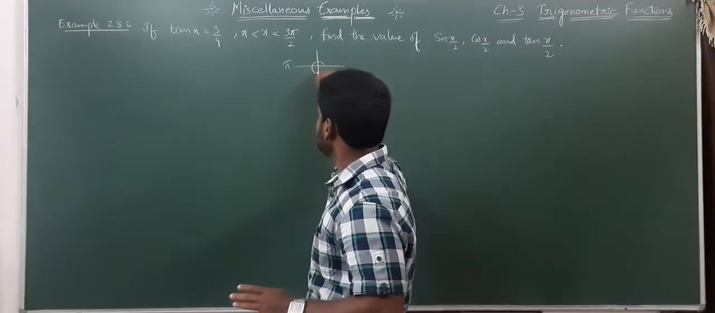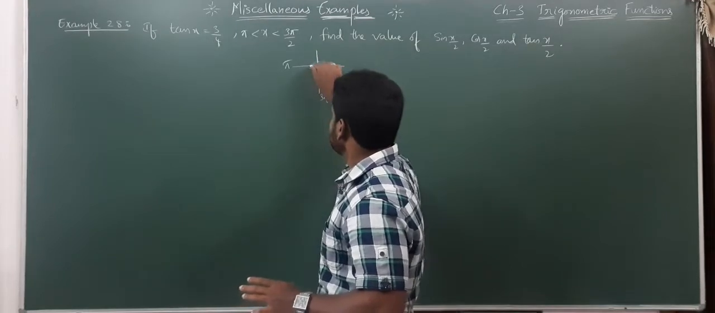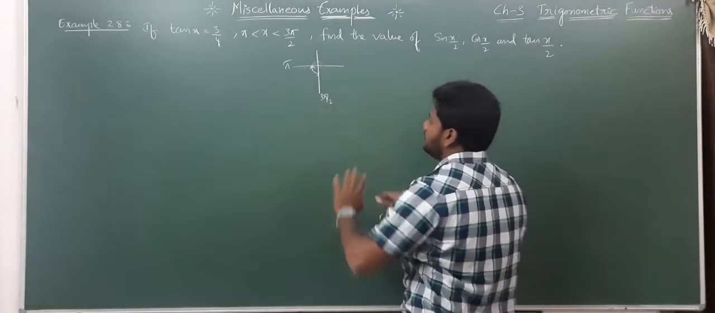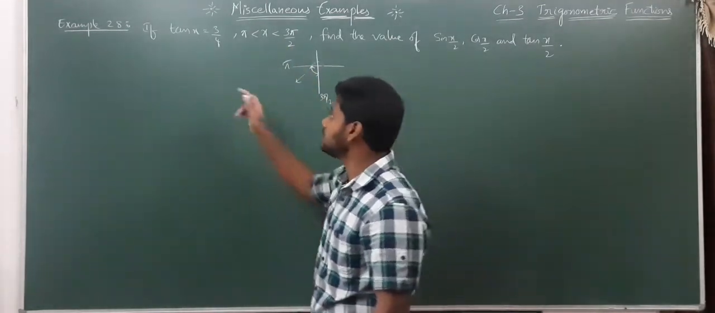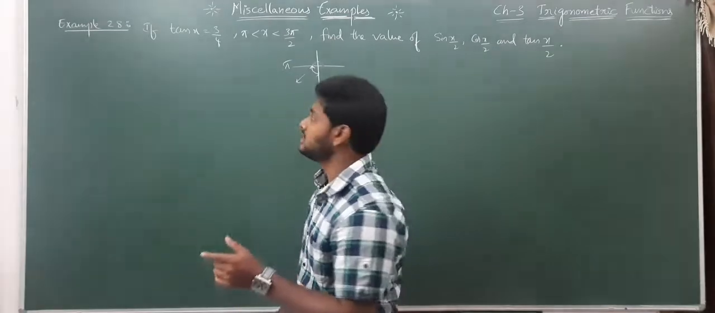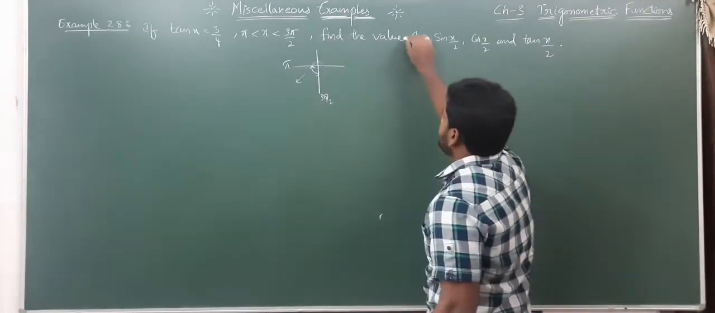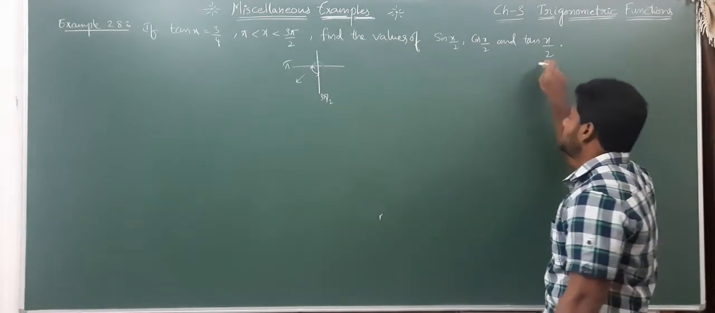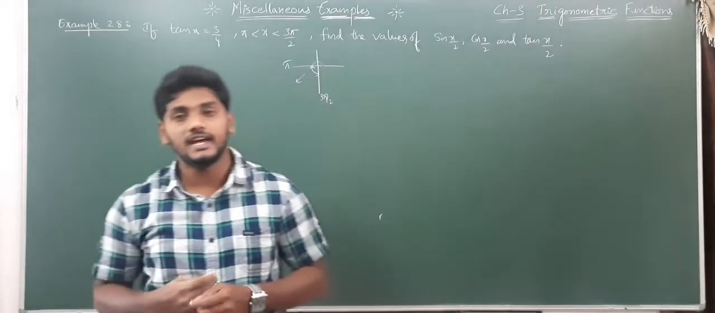X lies between pi to 3 pi by 2. Nothing but that angle is in the third quadrant. In the third quadrant, that's why tan is positive. So that is the condition they have given. Now find the values of sin x by 2, cos x by 2 and tan x by 2.